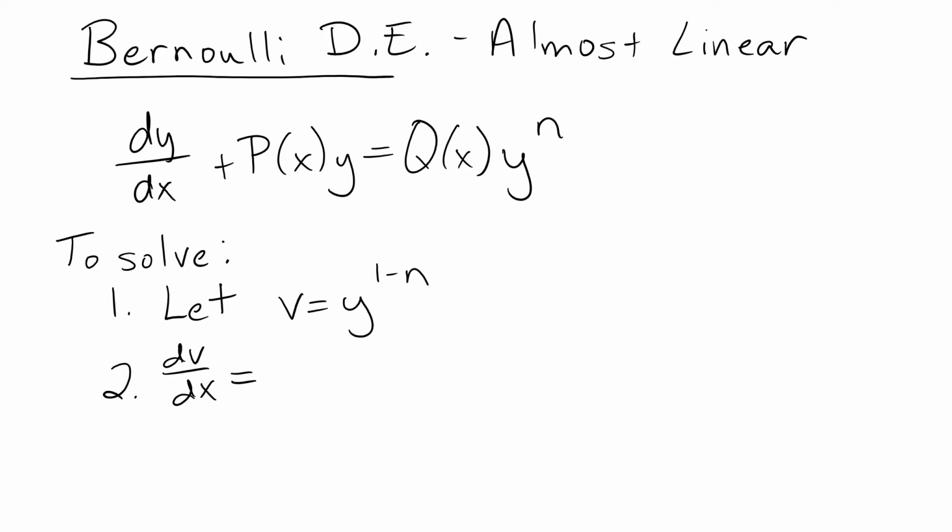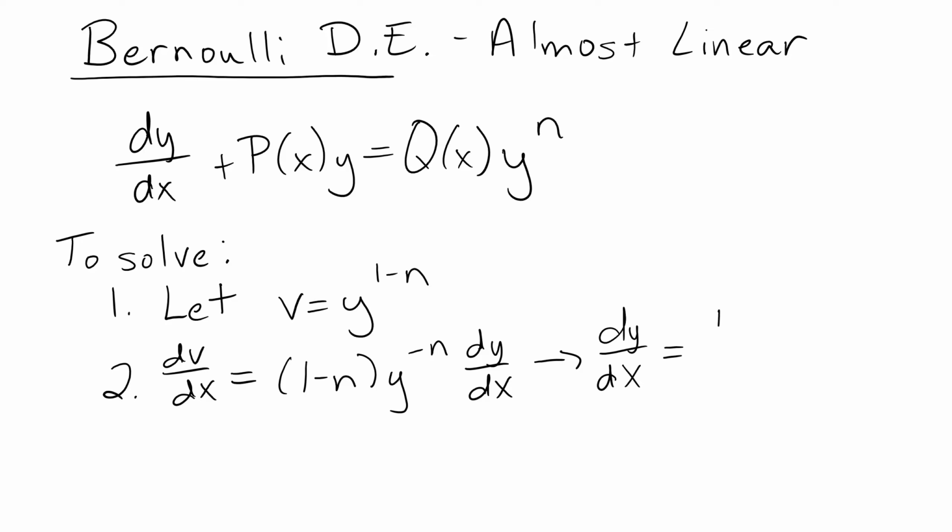So I'm going to take the derivative with respect to x. y is a function of x, so I'll do the derivative of y. And if I do 1 minus n minus 1, I just get the negative n power. But then since y is a function of x, I have times dy dx. And I'm eventually going to need to solve for dy dx, so let's go ahead and do that. So dy dx would equal 1 over 1 minus n. 1 over y to the negative n is just y to the n, and then dv dx.